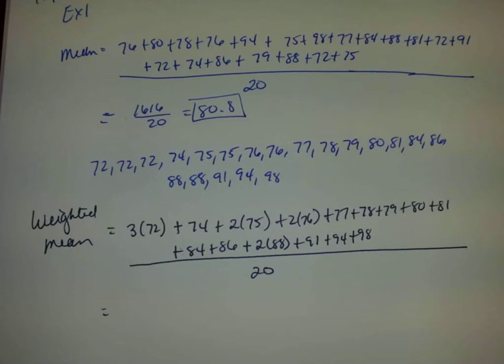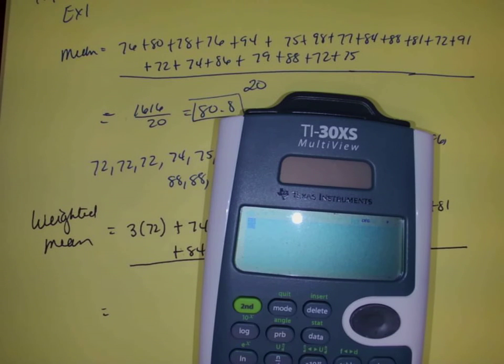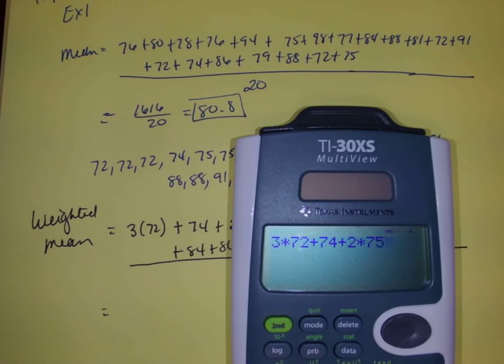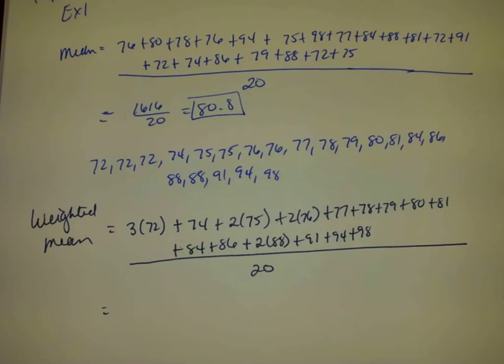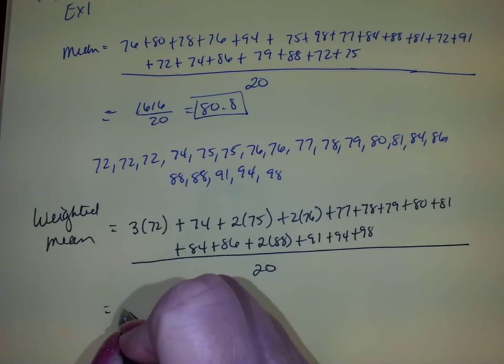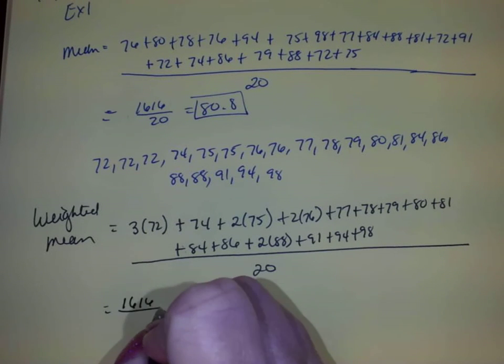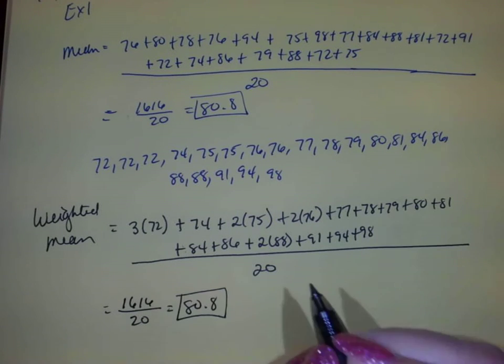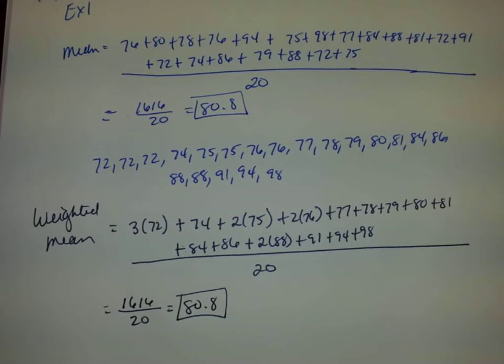All right, so we would then put in our calculator instead of just addition: 3 times 72 plus 74, plus, got to hit the right sign, 2 times 75, and so forth. You're just going to put those numbers in just like that with the multiplication and the addition. Your calculator will know to follow the order of operations, and you're still going to get the same value. So it's still going to be 1616 divided by 20. The average is still the same. It's just a different way to calculate it, okay?